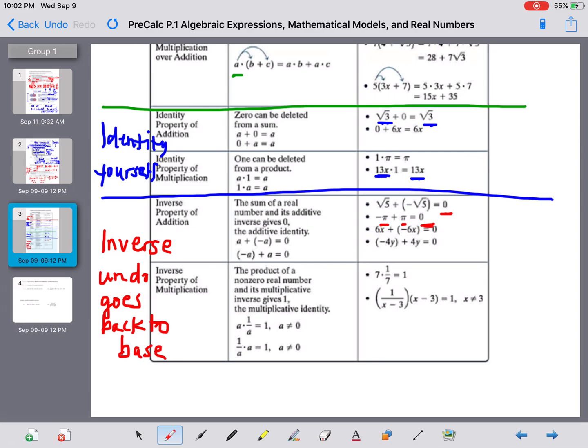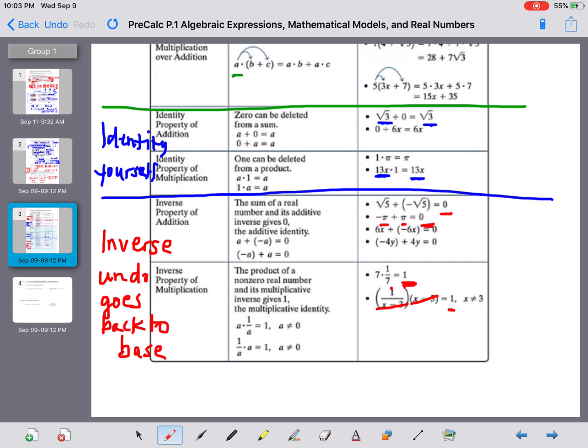For the inverse property of multiplication, I multiply by its reciprocal, or I kind of do the division. So I have 7, I multiply by 1 over 7, that's a fraction, and I go back to the base, which is 1. Now, you'll notice on this one, when I have 1 over x minus 3 times x minus 3 equals 1, again, this division and the multiplication cancel each other, and I end up with the 1 back there. So inverse undoes things, undoes an operation to go back to the base, which is 0 or 1.